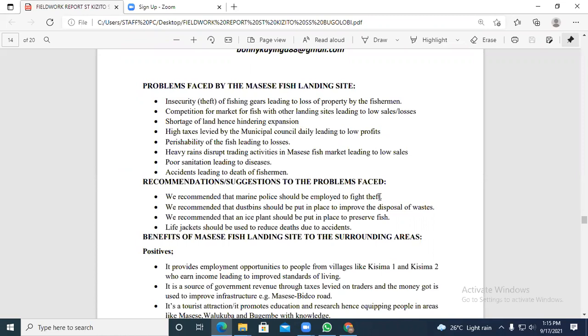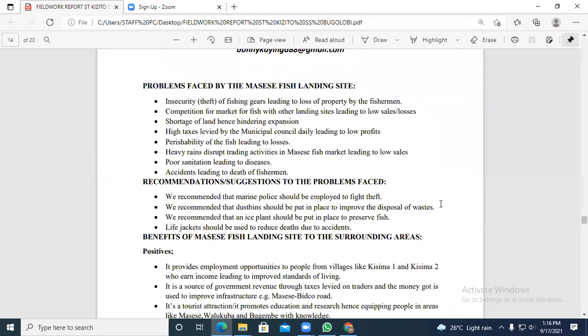It is like you are giving solutions to the problems that were there. That's what we call recommendations. Are you getting it? Yes. We recommended that the authorities at Masese fish landing site should put in place dustbins to solve a problem of poor disposal of waste, of garbage. Are you getting that? Those are what you call recommendations.